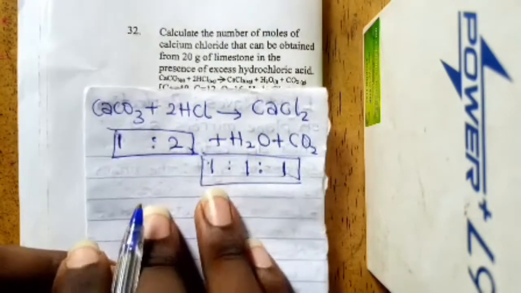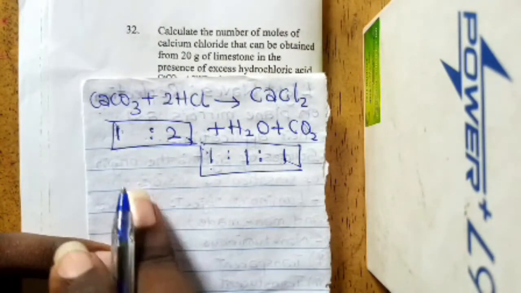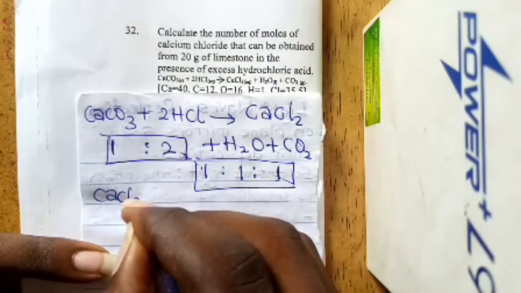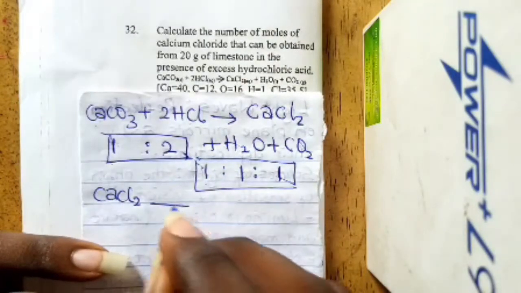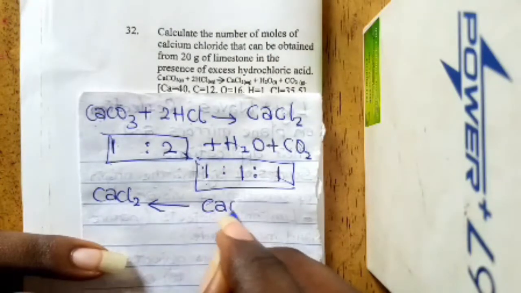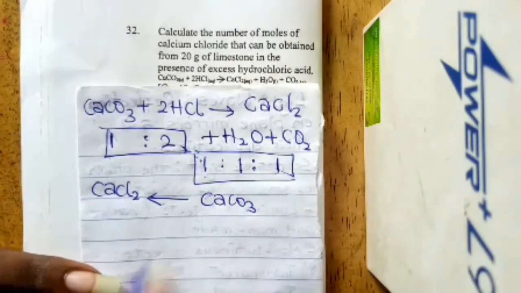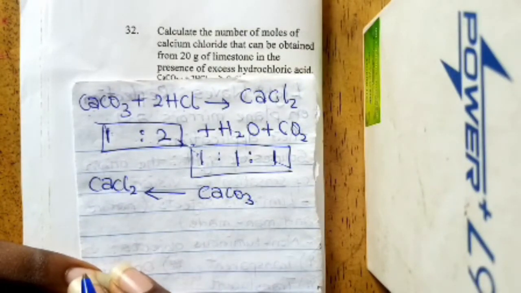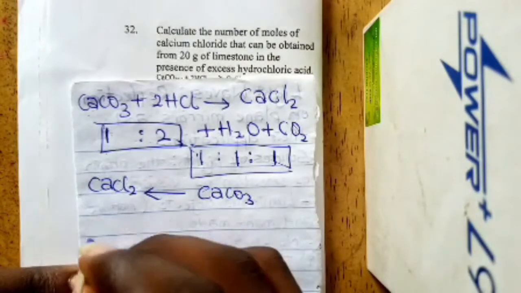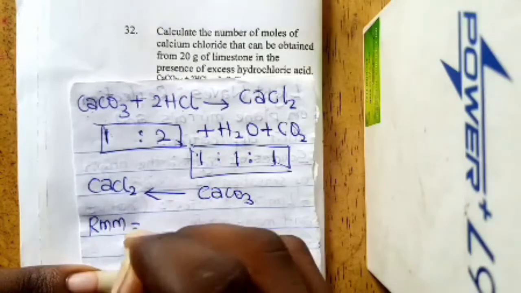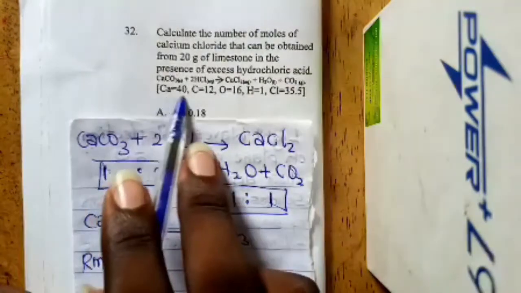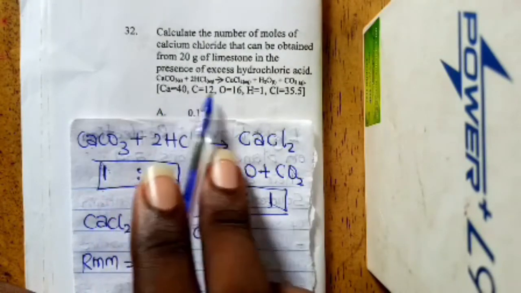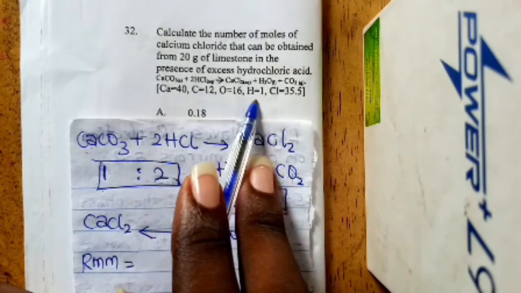Good. So the first thing now, we've interpreted our mole ratios. Now we are asked to find the amount of CaCl2 which will be gotten from limestone. So first we need to find the relative molecular mass of limestone. Recall we are given their respective atomic masses. Calcium is 40, carbon is 12, oxygen is 16, and so on.